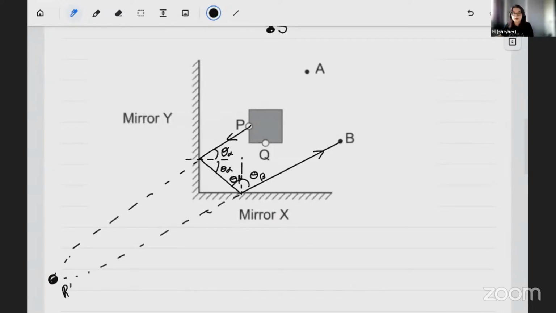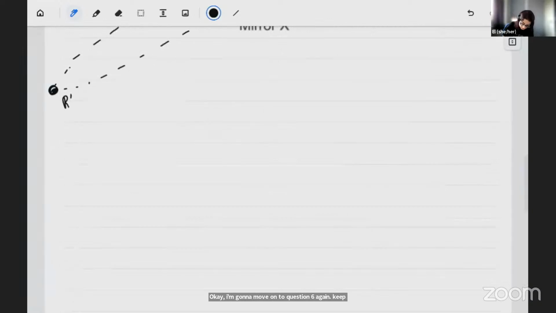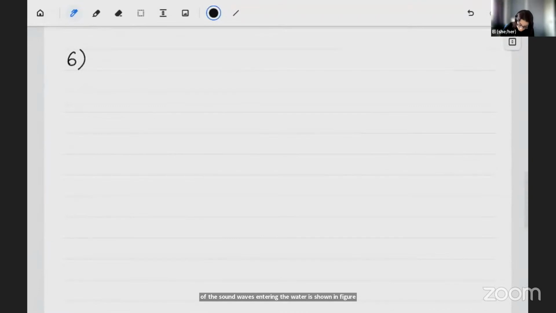Okay, I'm going to move on to question 6. Again, keep putting anything in and we can sort it, but let's go for question 6 now. So question 6 is a fisherman listening to the radio on the bank waiting for fish. So fishermen by a bit of water. The sound is also heard by the fish and the path of the sound waves entering the water is shown in figure 5. So I'm just going to make a quick sketch of figure 5.